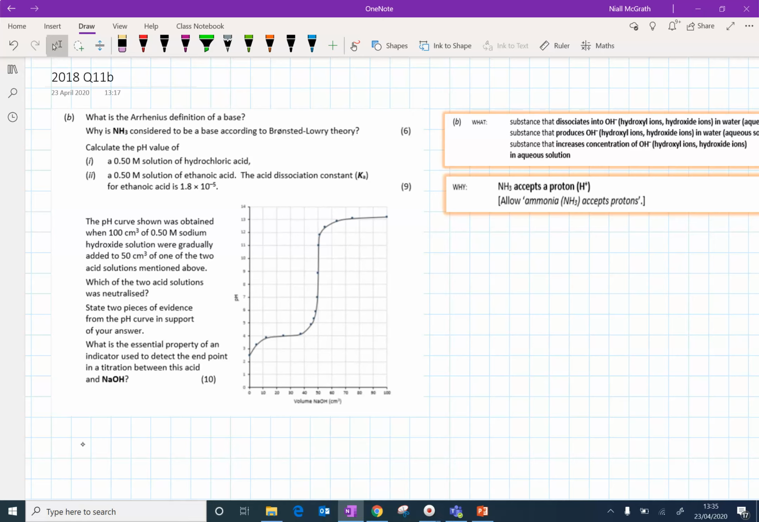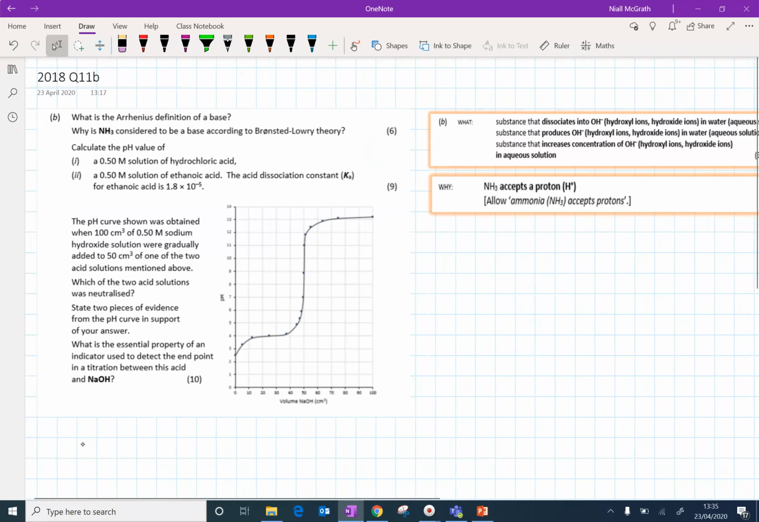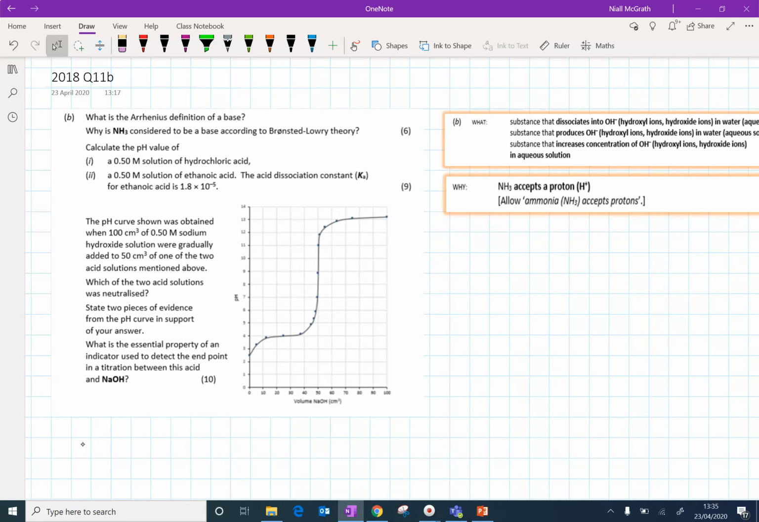At this stage you should know what an Arrhenius base is and why NH3 would be considered to be a Bronsted Lowry base. What we're going to look at is the second part of the question, relating to pH and then the titration curve at the end.